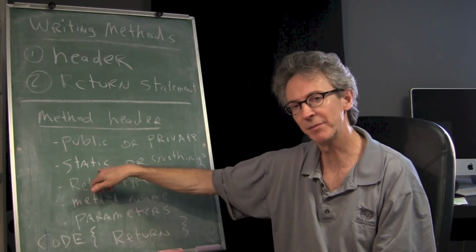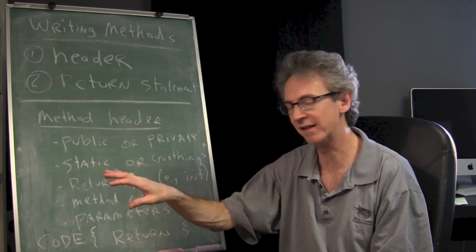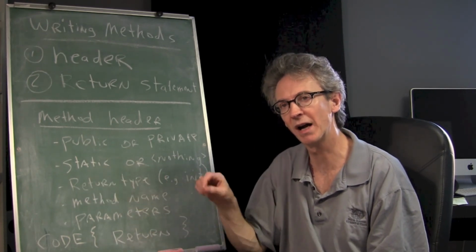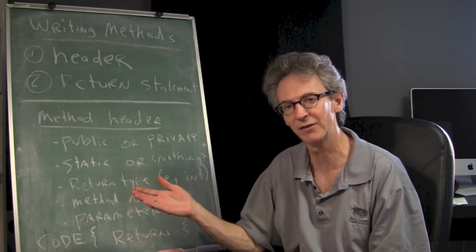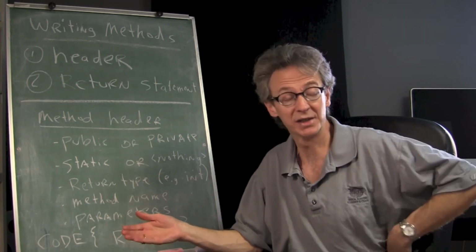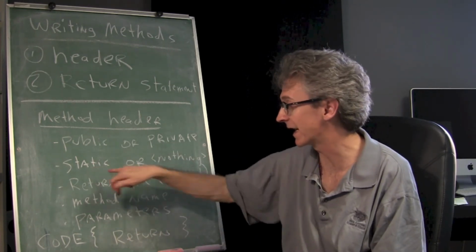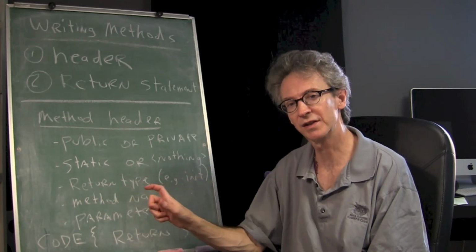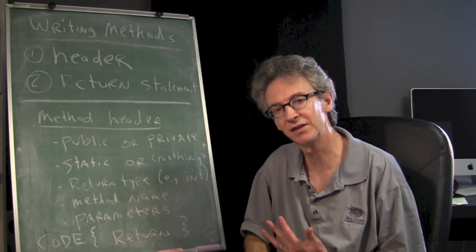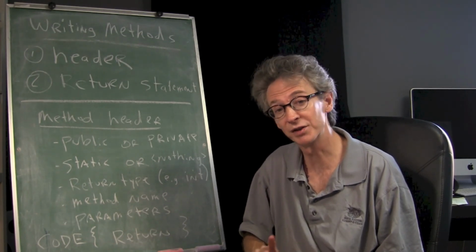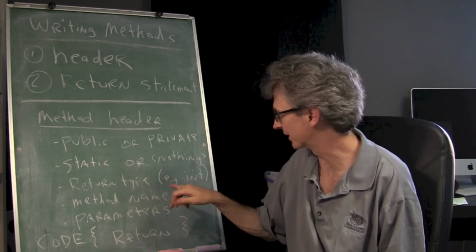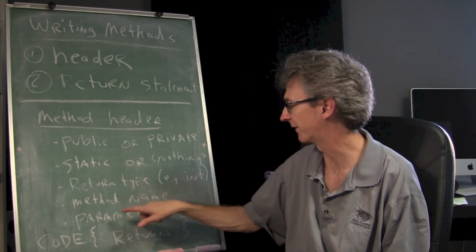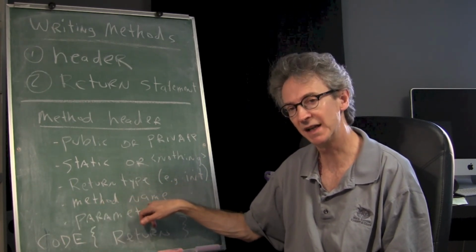Second modifier is something you either put static or you don't put anything, and that refers to something that you won't understand yet, but how do you call this method? Do you call it at the class level, or do you call it for each object or instance of the class? So static means it's called at the class level. Then next comes the return type. So this is a data type like int or double or boolean or string, which have been the ones we've discussed so far. So what does this method return? What type of data? The method name comes next.